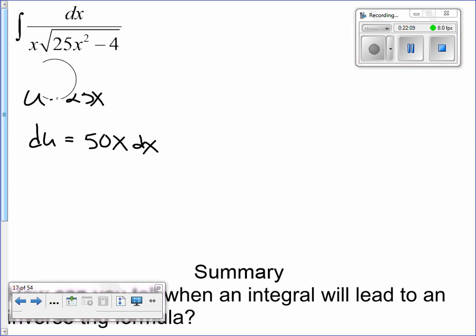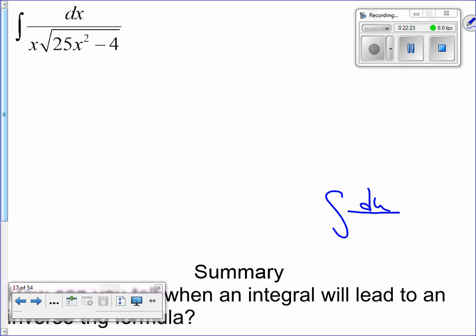So now I got to think. Any ideas what this is going to be? The inverse secant. It's everybody's favorite integral. Let's just remind ourselves down here what that is. So when you integrate du over u times the square root of u squared minus 1, you get the inverse secant absolute value of u plus c.